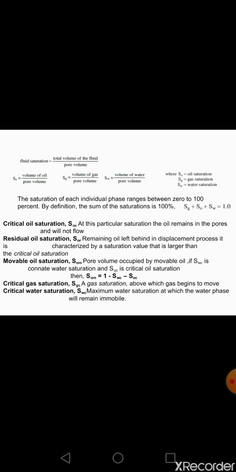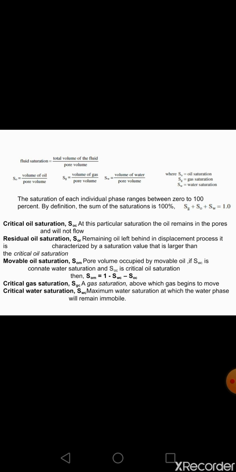And next is critical oil saturation. At this particular saturation, the oil remains in the pores and will not flow. So this saturation is called critical saturation. Below this saturation, oil will be immovable and it will not flow. Next is residual oil saturation. After the production, the remaining oil left behind in the displacement process is characterized by a saturation value that is larger than the critical oil saturation, and it is called residual oil saturation.